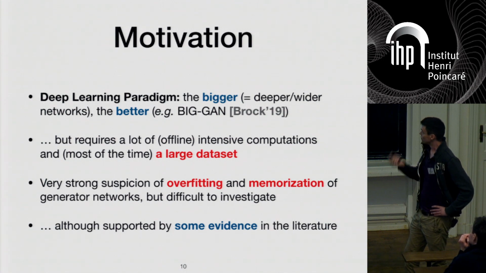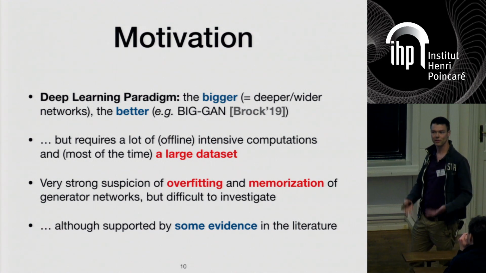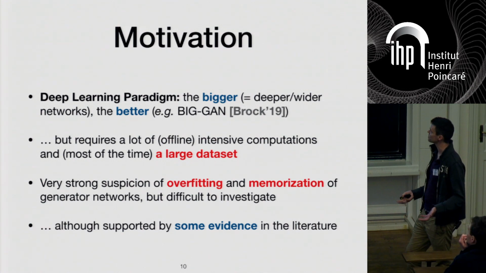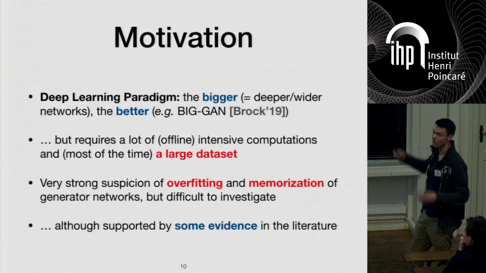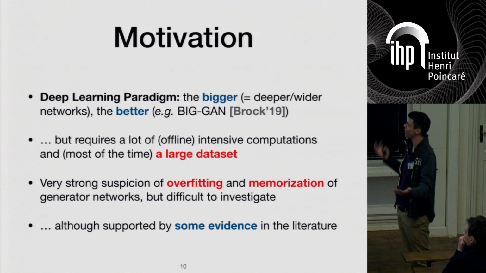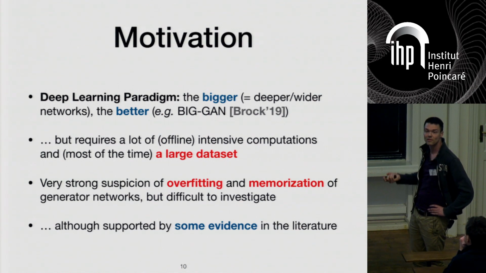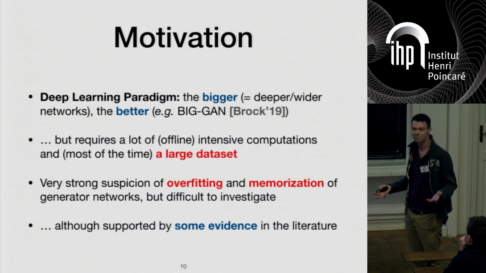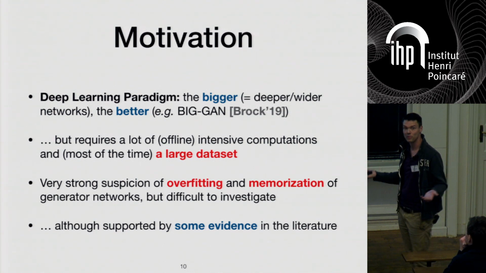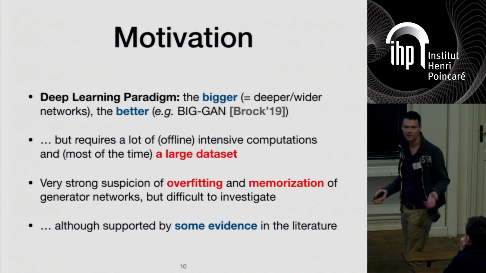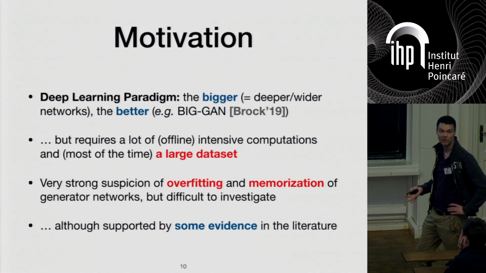So the motivation of this work is that the paradigm from the last few years is we have very good generative architectures, very good generative models, and the paradigm is that the bigger, the better. And bigger means you have deeper networks, wider networks, and of course, larger data sets. And because you have larger data sets, you have a very strong suspicion that actually the generative model is just copying the data. When we have billions of images, there is no way to decide if this is a copy or not. And the problem is that this suspicion is supported by some evidence already in the literature.